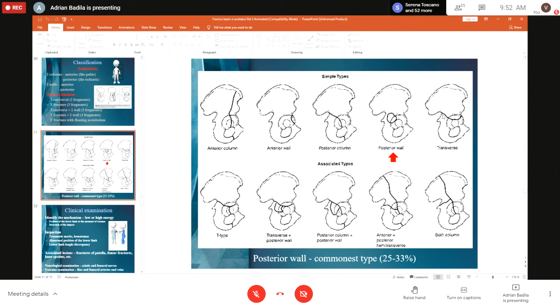This is a transversal fracture of the acetabulum. The T-type fracture with a horizontal line fracture and a vertical one. A transverse fracture associated with a fracture of the posterior wall, posterior column and posterior wall. And here we have a fracture of both columns. The anterior column is fractured, but also the posterior column.